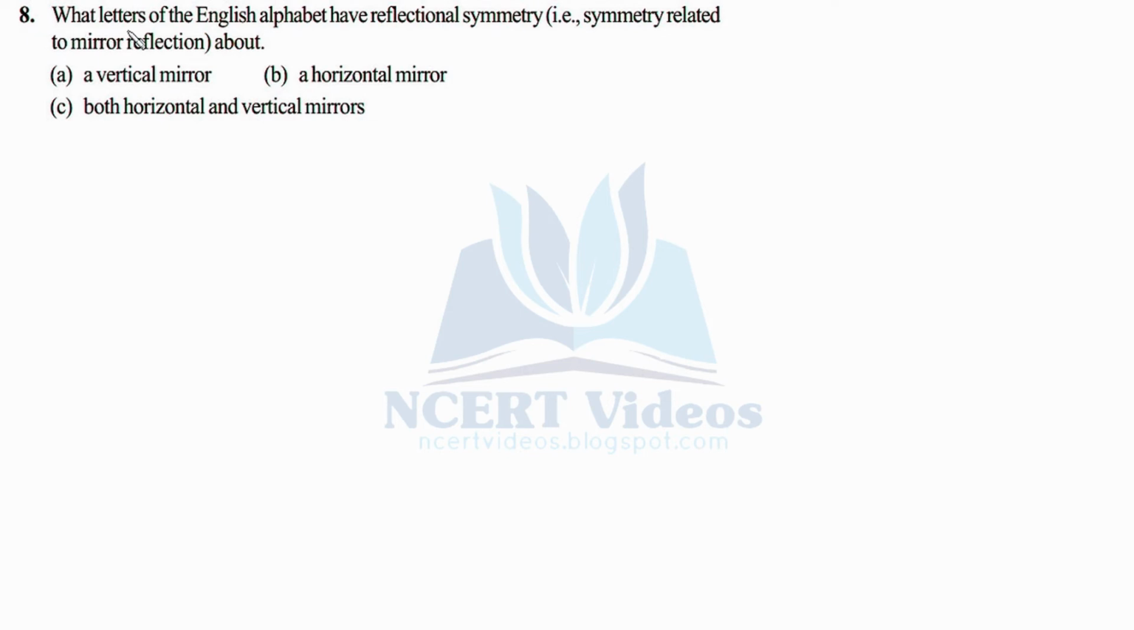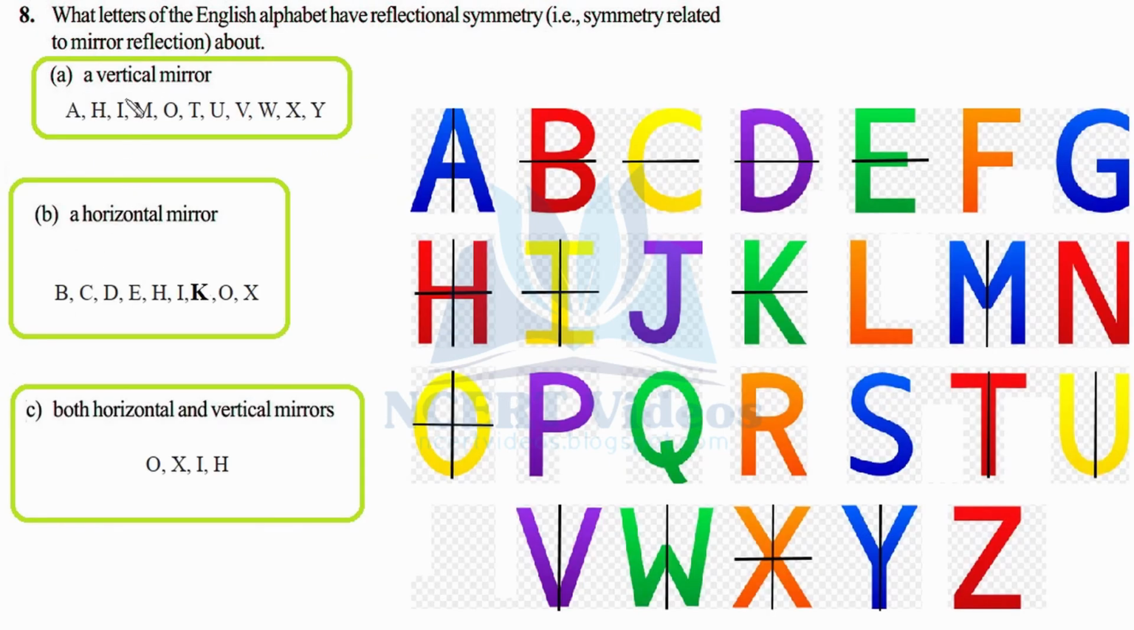8th, what letters of the English alphabet have reflectional symmetry? That is symmetry related to mirror reflection about a vertical mirror, a horizontal mirror. C, both horizontal and vertical mirrors. Exactly the same question has been repeated in this chapter as well. We have already done this question in the previous class.